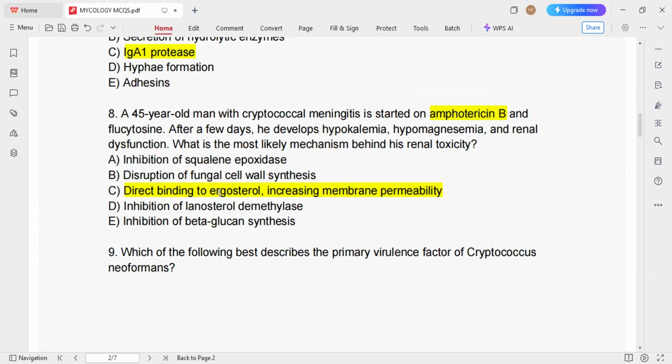Inhibition of beta-glucan synthesis, beta-1,3 glucan synthase. So which drugs? Echinocandins. Okay, this is the one for the cell wall.